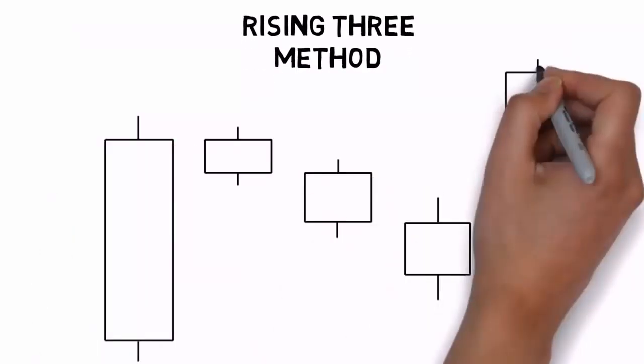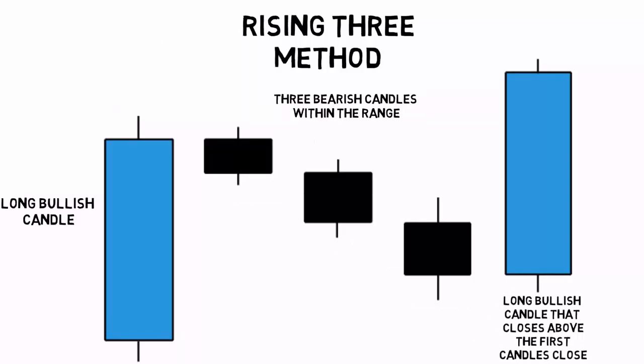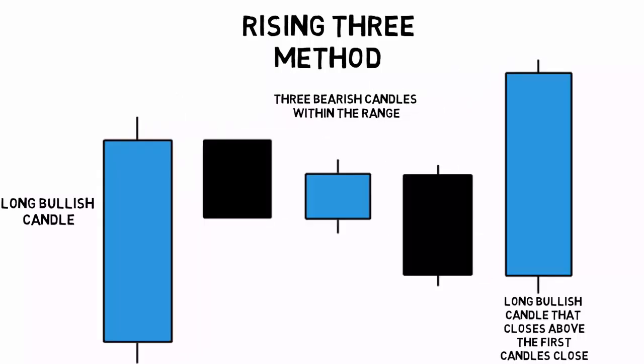Rising three method is a 5-candlestick bullish continuation pattern. The first candlestick is a long bullish candle. The next 3 are small bearish candles that fall within the range of the first candle. And the 5th candlestick is a long bullish candle again that closes above the first candlestick's closing price. Take a note that the 3rd candlestick can be bullish as well. The important thing is that it still trades within the range.